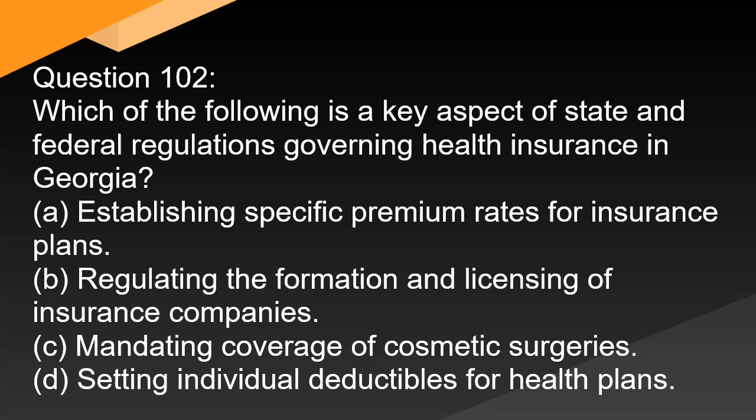Question 102. Which of the following is a key aspect of state and federal regulations governing health insurance in Georgia? A. Establishing specific premium rates for insurance plans. B. Regulating the formation and licensing of insurance companies. C. Mandating coverage of cosmetic surgeries. D. Setting individual deductibles for health plans.